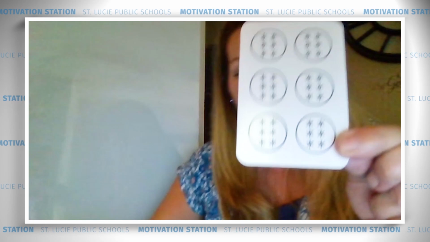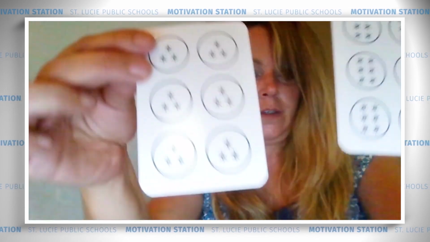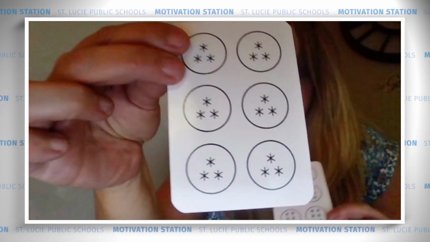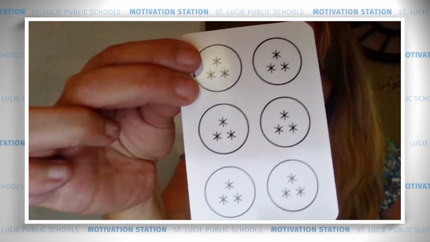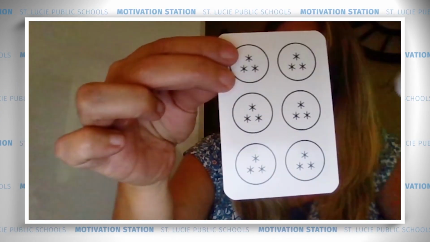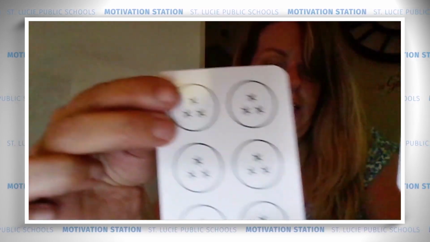Then you would flip over your card, and you also have 6 groups, but you have 3 stars in each group. And I know that 6 times 3 will give me 18.